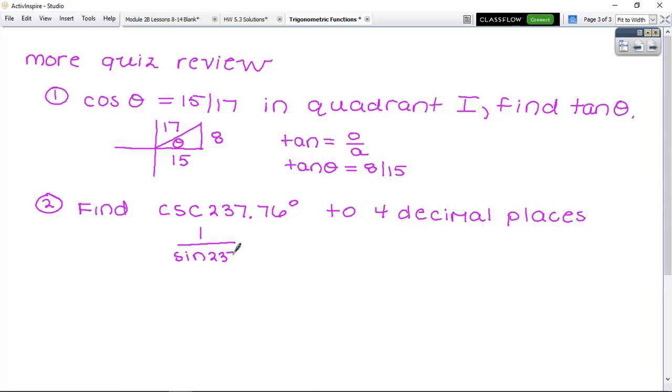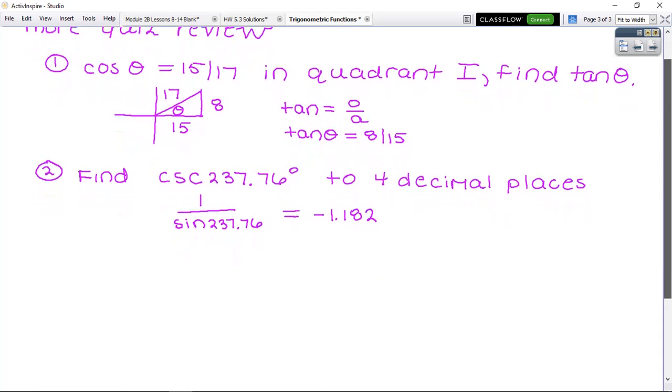Okay, so go ahead and do that right now. Again, you do not need to input that degree symbol. And then that should be equivalent. I got negative 1.182. Everyone okay with that? That's it, just a reciprocal.